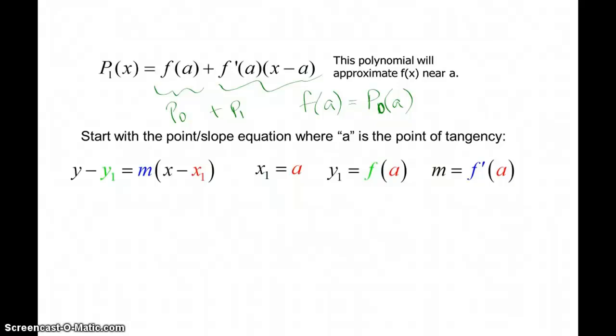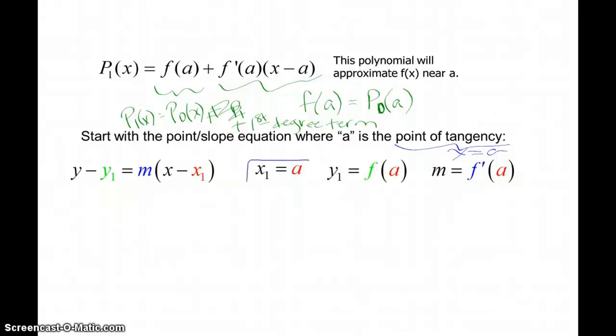P sub 1 is actually p naught plus the first degree term. So p sub 1 of x is p naught of x, the output of the function, plus the first degree term. And I don't know if you can follow me here, but if I have the point of tangency x equals a, I'm going to call that x sub 1.